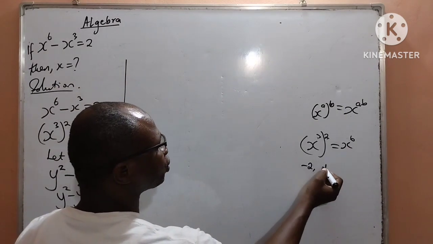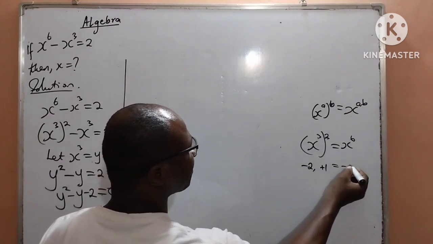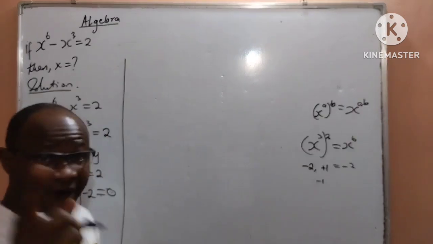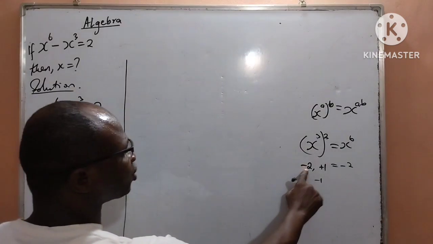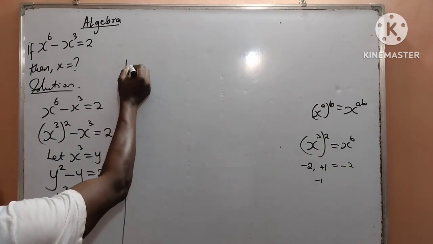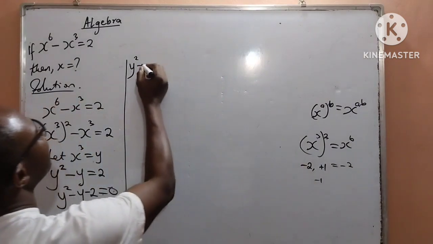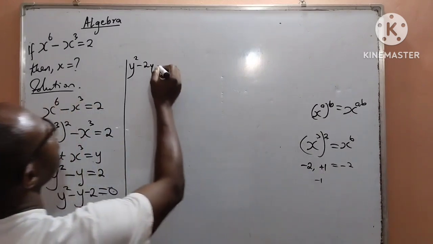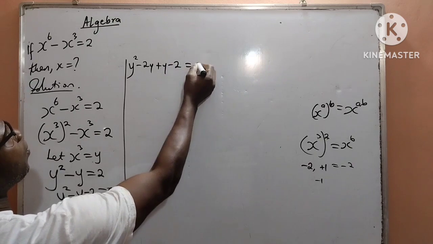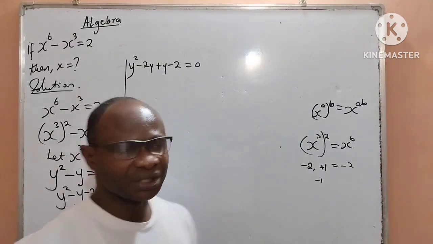Therefore, minus 2 and plus 1 can work for me, because minus 2 times plus 1 will give me minus 2, and minus 2 plus 1 will give me minus 1. Therefore, I will use this minus 2 and plus 1 to replace the middle term, which is negative y. I now write y raised to the power 2 minus 2y plus 1y, then minus 2 equal to 0. This is the method of factorization.